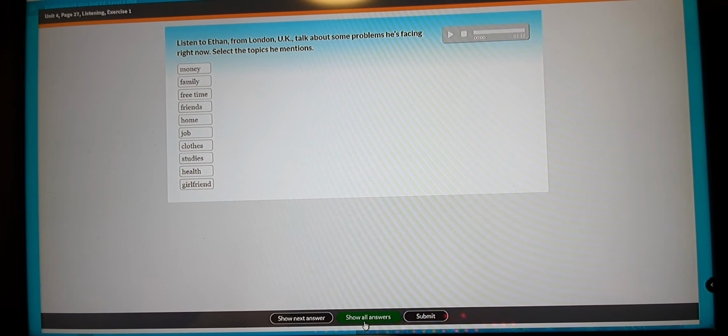Okay, so which things does he mention? Now, remember here, it's not the problems. Ethan is talking about some problems he's facing right now. Here it asks, select the topics he mentions. So even if the topic is not a problem, we should still select it. He mentions money, he mentions family, he's living with his family, he's living at home, and he mentions study. He didn't mention anything about free time, friends, a job, clothes, health, or his girlfriend.